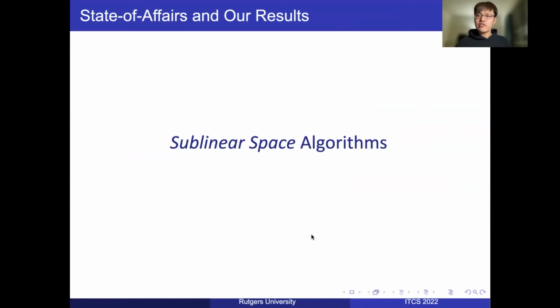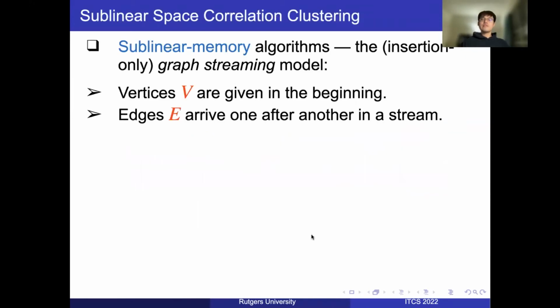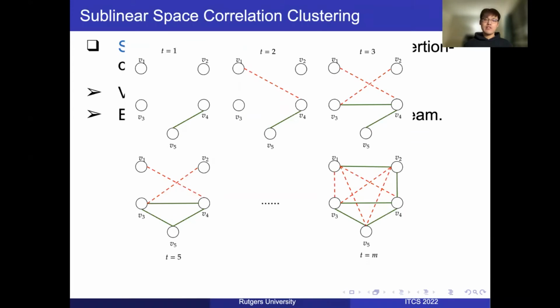So now let's change the context a little bit and talk about sublinear space algorithms. We studied these algorithms under the framework of the insertion-only graph streaming model. Under this model, we are given the vertices in the beginning, but the edges arrive one after another in the stream. So for example, if you give these 5 vertices, when t equals 0, there are only vertices. When t equals 1, this positive edge v4, v5 comes, and when t equals 2, the negative edge v1, v4 comes, and so on and so forth.